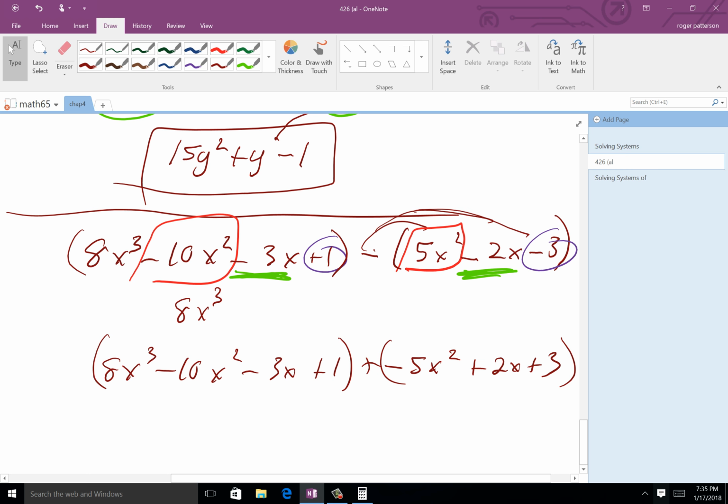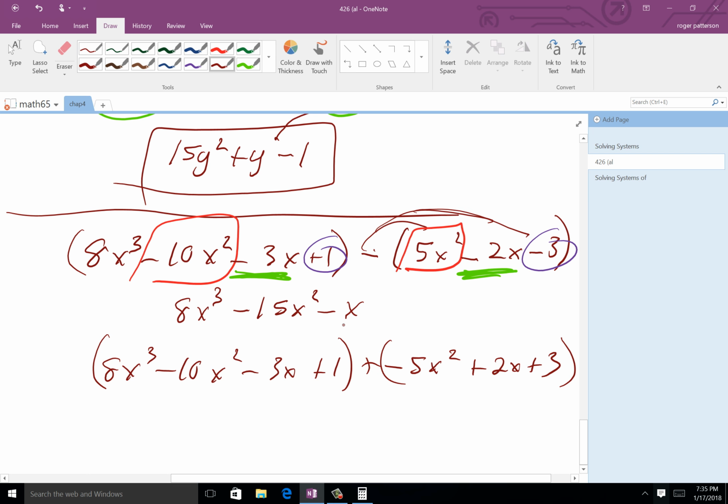So what I would do is just say I got negative 10x squared here minus 5x squared. So that's going to give me a negative 15x squared. So I'm going to put that right there. Now I got a negative 3x minus a negative 2x. So now I have to think about that. See, a minus a negative, that's going to change into a positive. So I got a negative 3 plus 2. So that's going to give me a negative x.